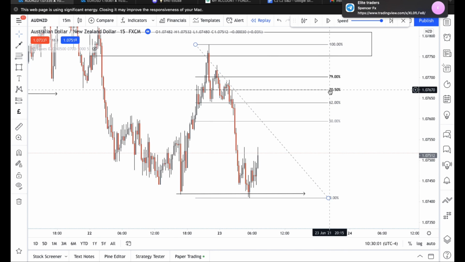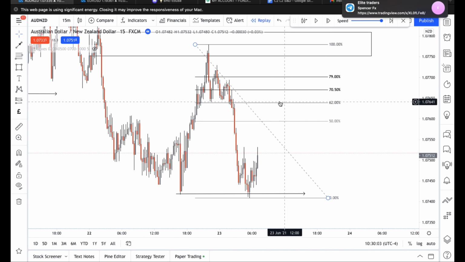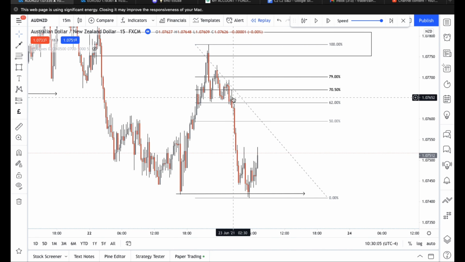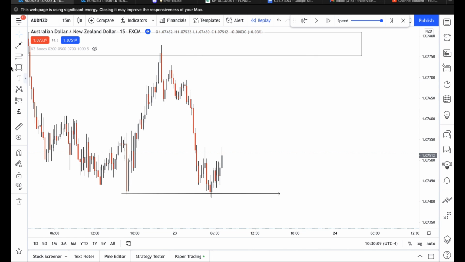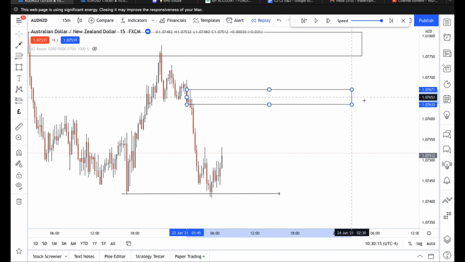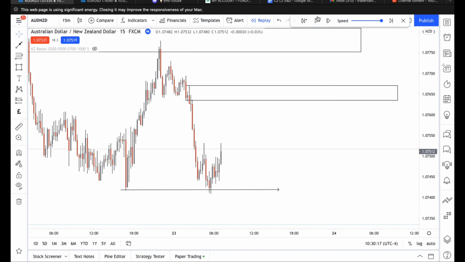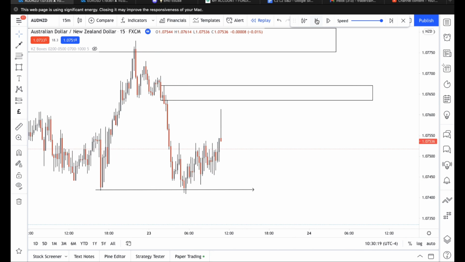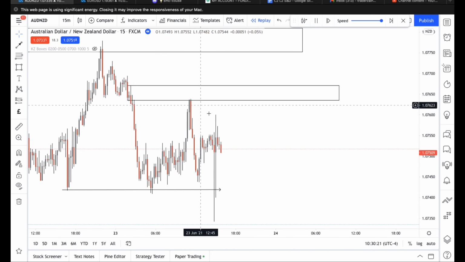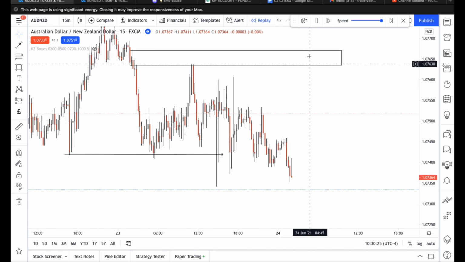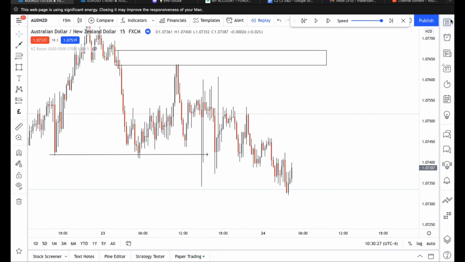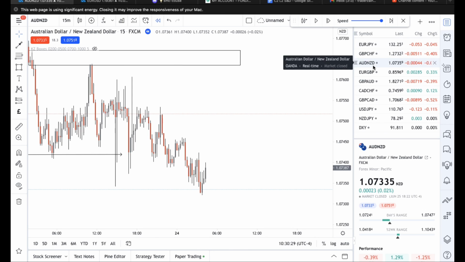This is the 62, 70.5, 79%. The 62%, we can clearly identify this 15-minute indecision candle right over here, right? So now let's mark that out with our stop loss right there. And let's wait for price to react off it. There we go, sniper entry. And price continued to sell off. Right? I hope that was fairly straightforward. If you want, I can show you another example.